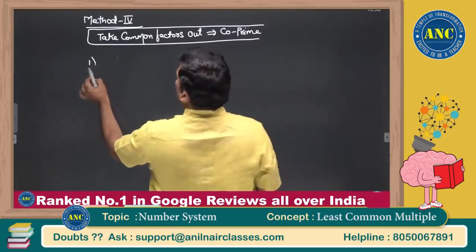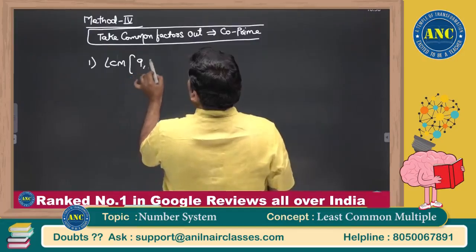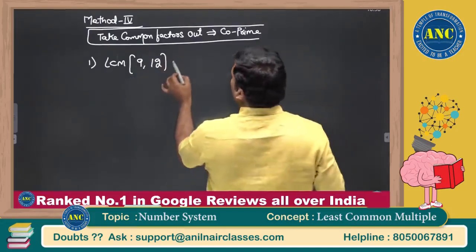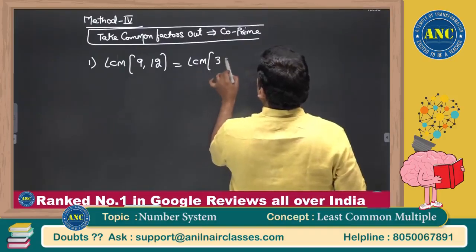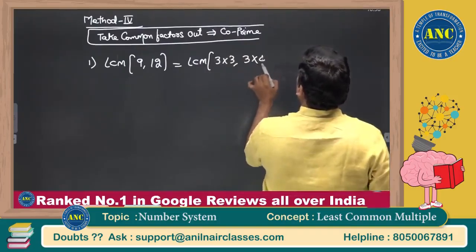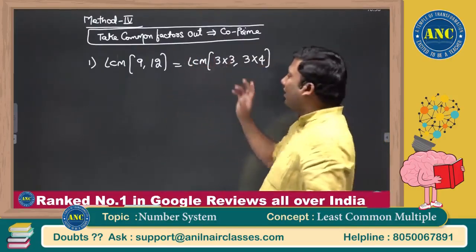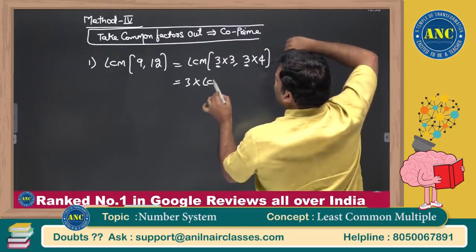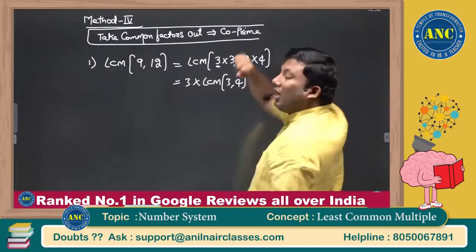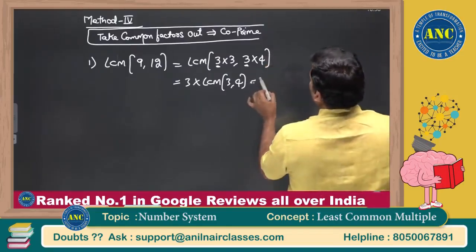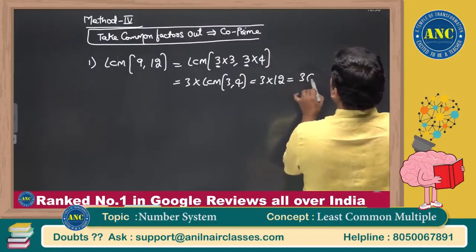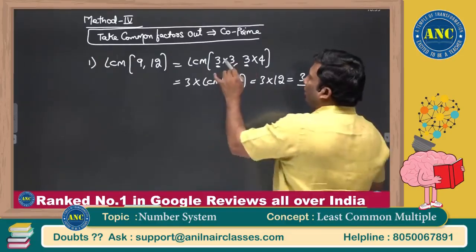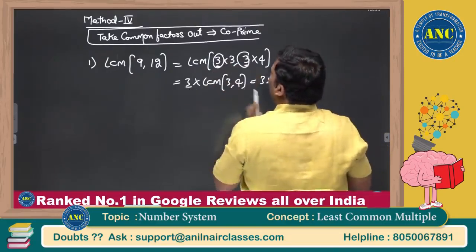Since we know the LCM of co-primes is the product, take LCM of 9 and 12. We did it with the largest number, but here is another way from a co-prime point. 9 is 3 into 3, and 12 is 3 into 4. Take the common factor out. The common number present in both is 3. So 3 into LCM of 3, 4. 3 and 4 are consecutive natural numbers, and their LCM is the product: 3 12s are 36. So the LCM of 9 and 12 is 36. I took the common factors out.